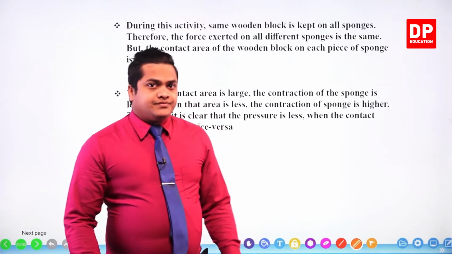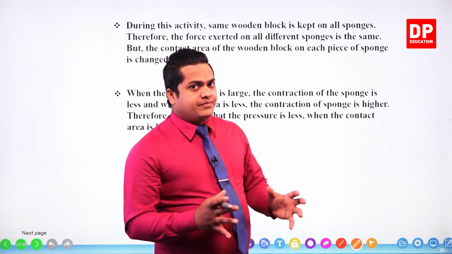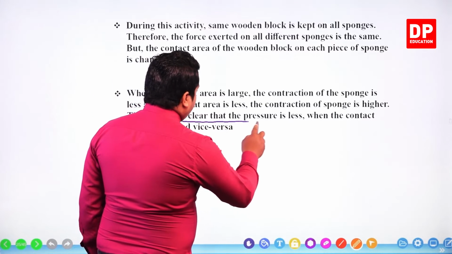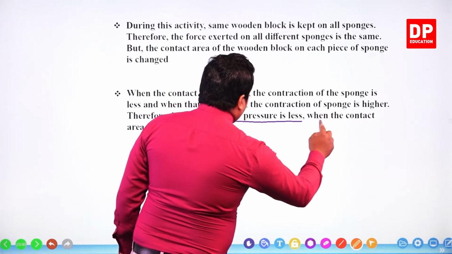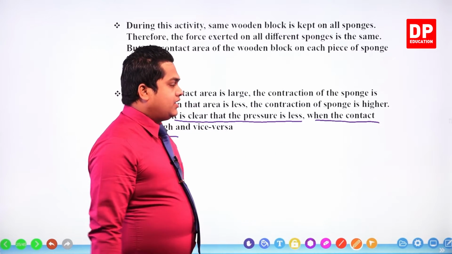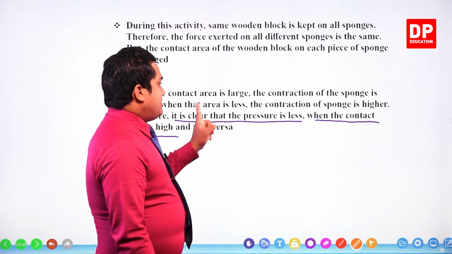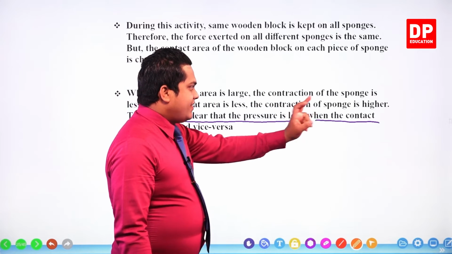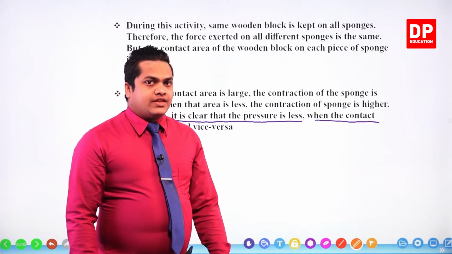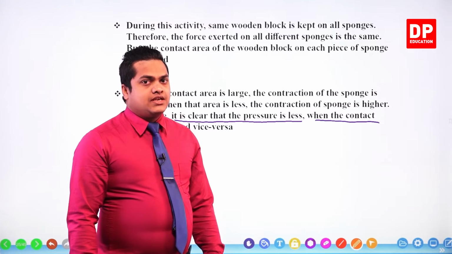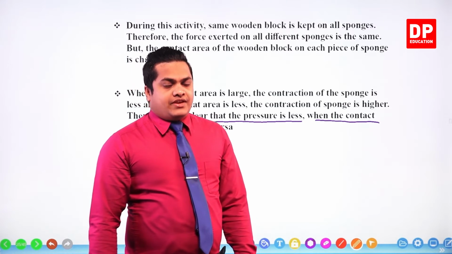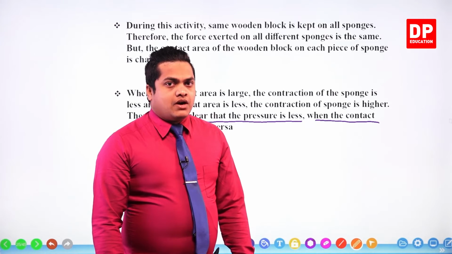So, my dear children, we can see that finally, like I wrote in the earlier case, it is clear to us that pressure is less when the contact area is high, and vice versa means the opposite thing. What is that? The pressure is high when the contact area is less. When the contact area is less, pressure is high. So these are the two main conclusions that we can take from the activity above.